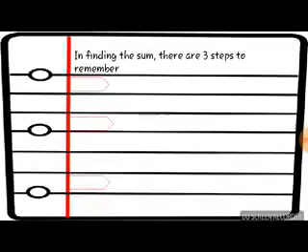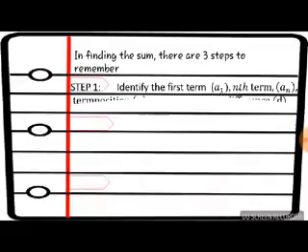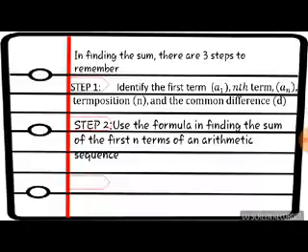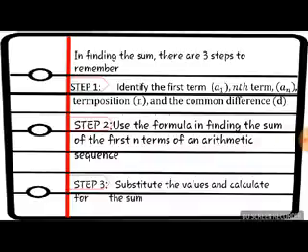So in finding the sum, there are 3 steps to remember. The first step is to identify the first term, the nth term, the term position, and the common difference. The second step is to use the formula in finding the sum of the first n terms of an arithmetic sequence. The third step is to substitute the values and calculate for the sum.